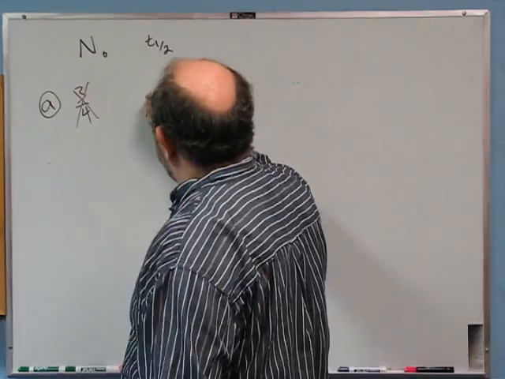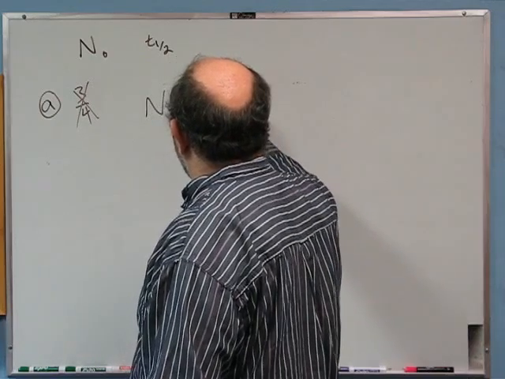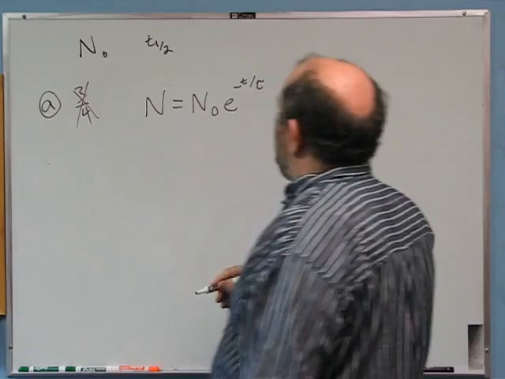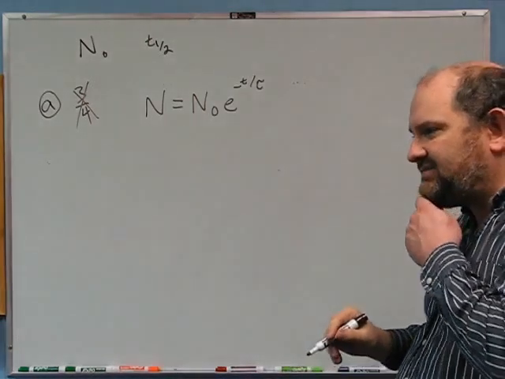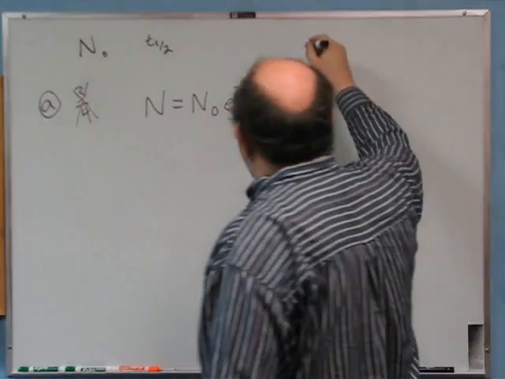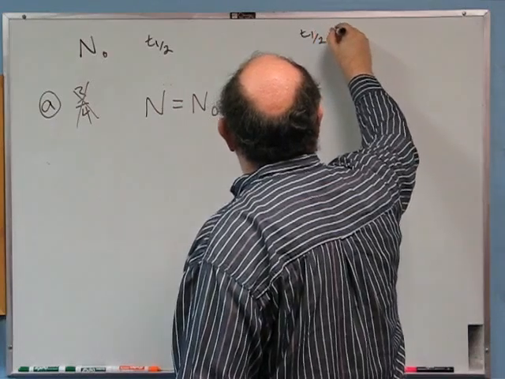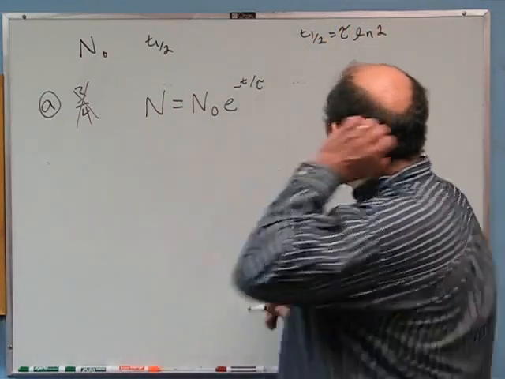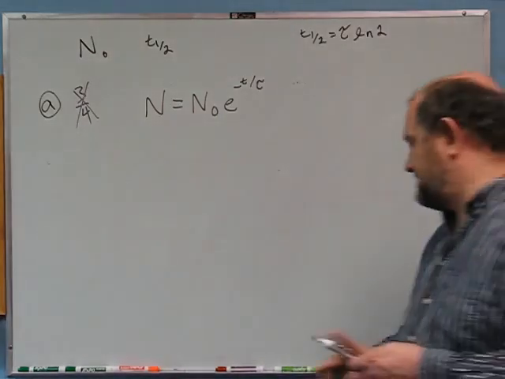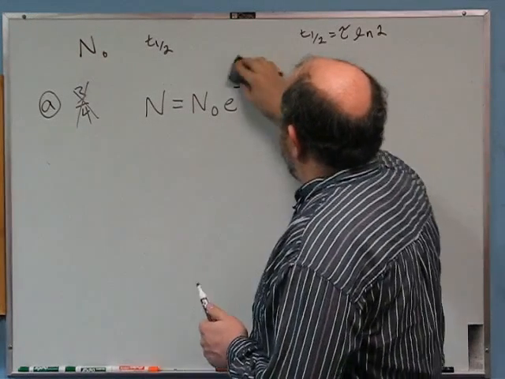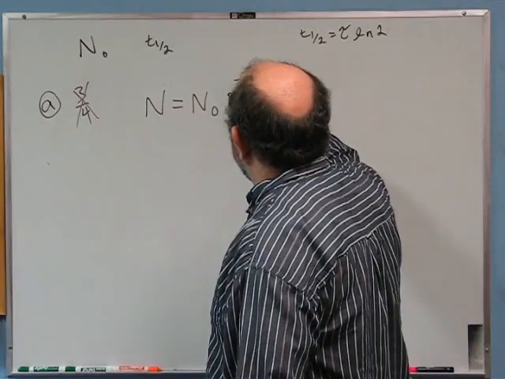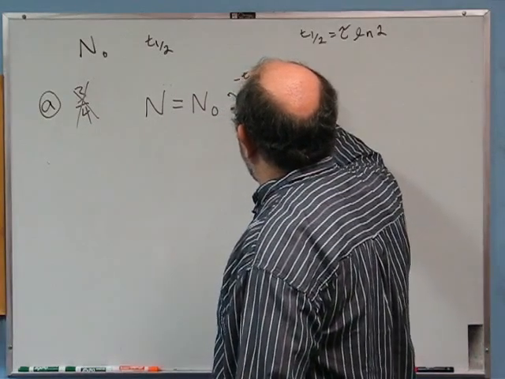So the math of it says that the number of particles left is equal to the number we start with times e to the minus t over tau. And then how does tau relate to the half-life? Well, the half-life is just equal to tau times the natural log of 2. Now, it turns out there's a more natural way to think about this. You can just write the equation entirely in terms of 2 to the minus t over t1/2, right?